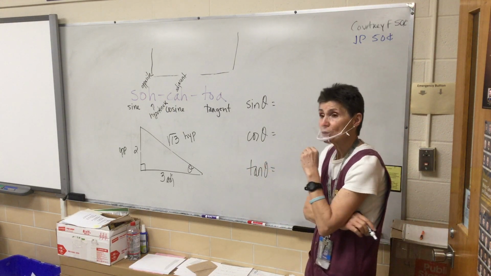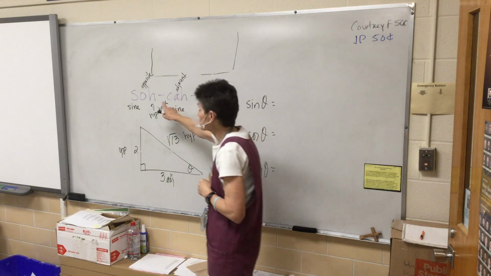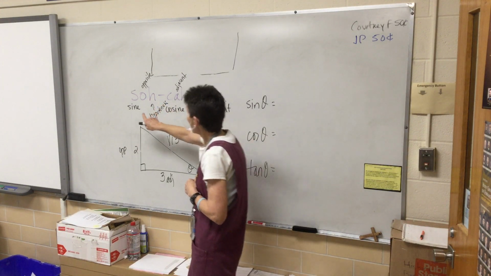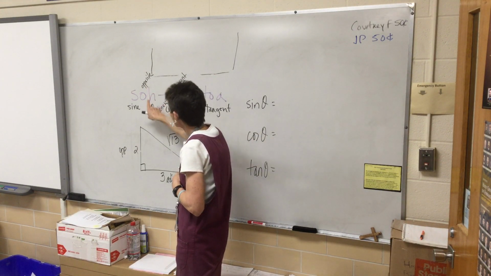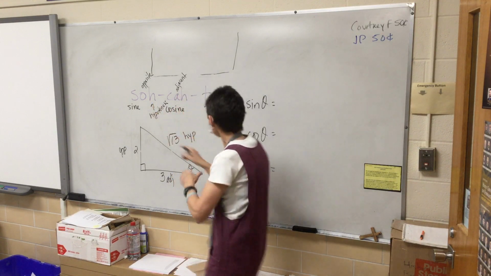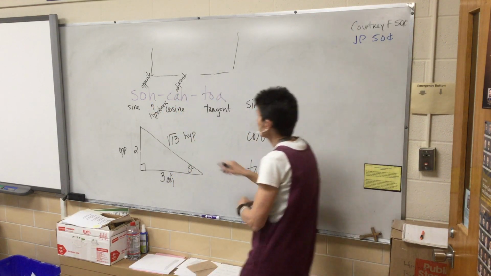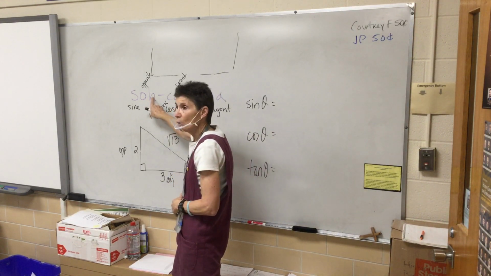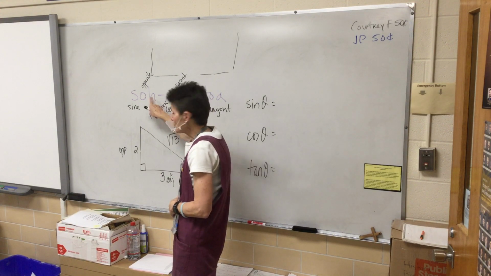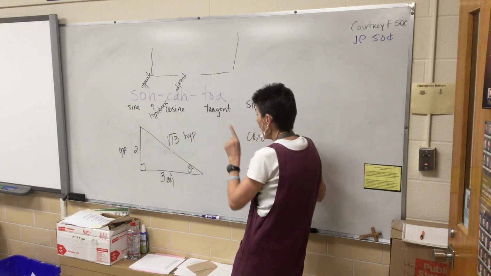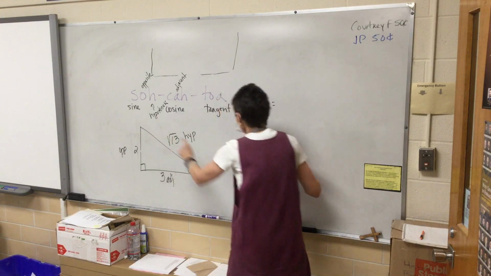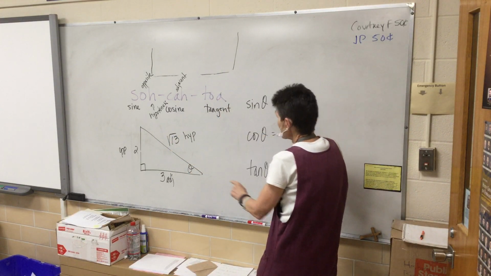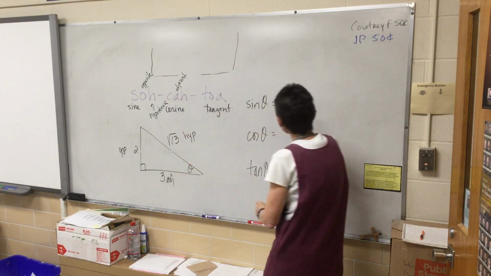Now, according to your pink sheet and according to Sohcahtoa, sine is opposite over hypotenuse. These are fractions. So it's opposite over hypotenuse. So I look at my picture. The opposite side is 2. And the hypotenuse is root 13.